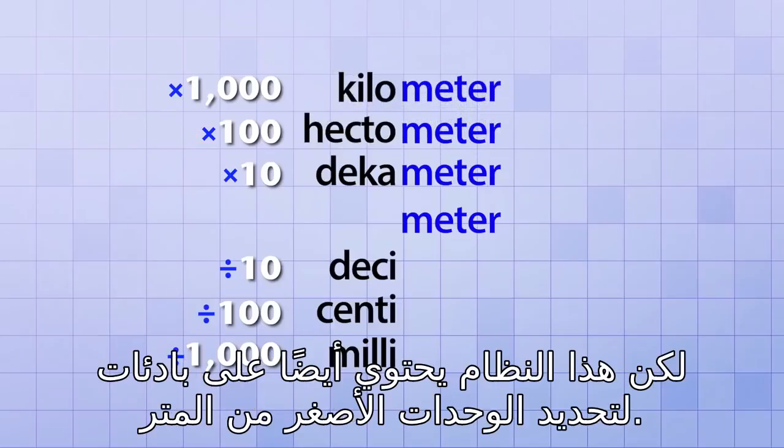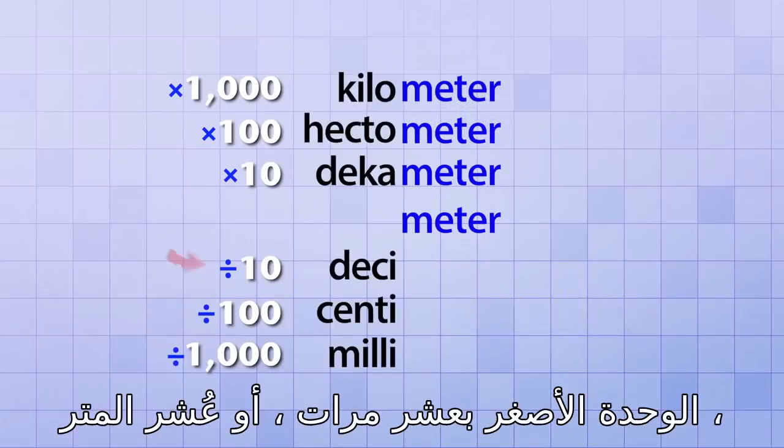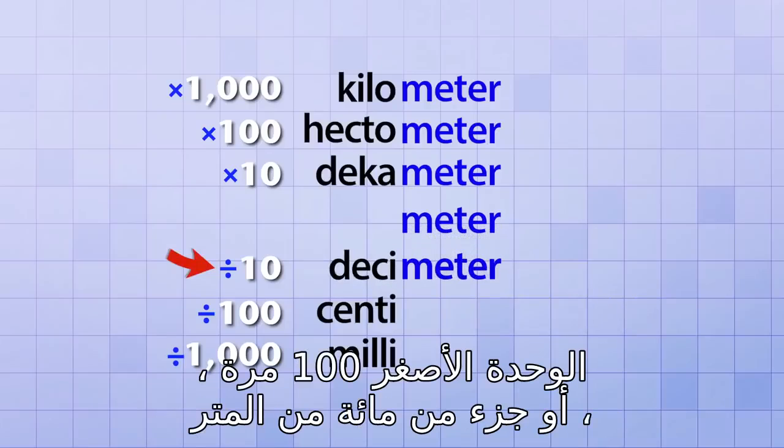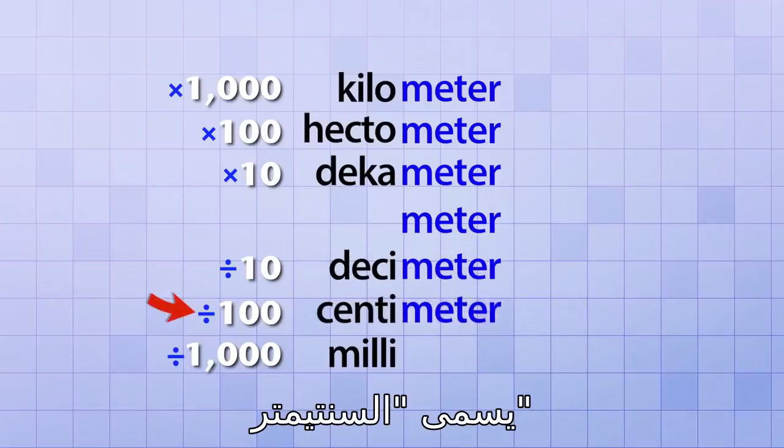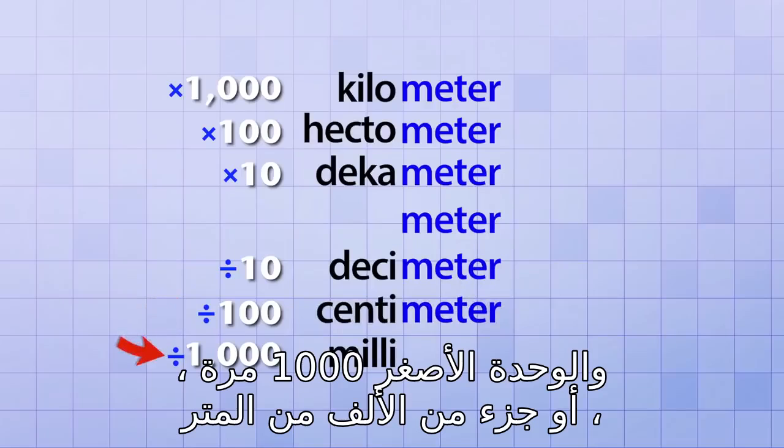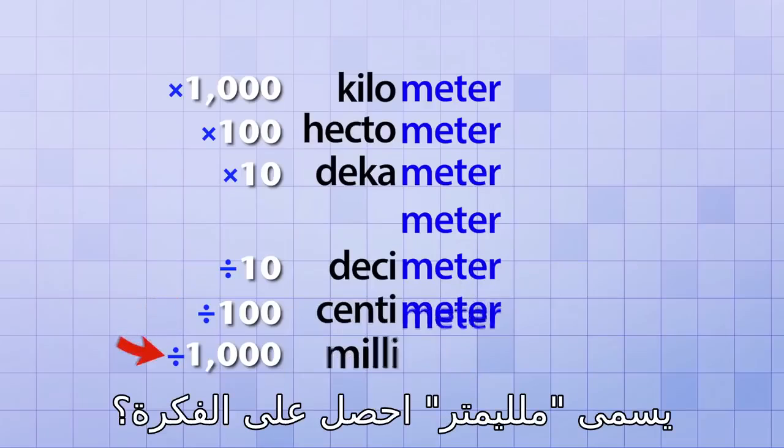But this system also has prefixes to define units that are smaller than a meter. The unit that's 10 times smaller, or 1/10 of a meter, is called a decimeter. The unit that's 100 times smaller, or 1/100th of a meter, is called a centimeter. And the unit that's 1,000 times smaller, or 1/1000th of a meter, is called a millimeter.